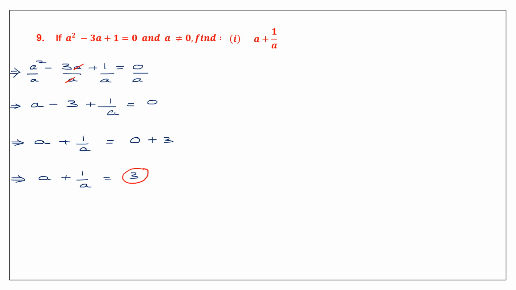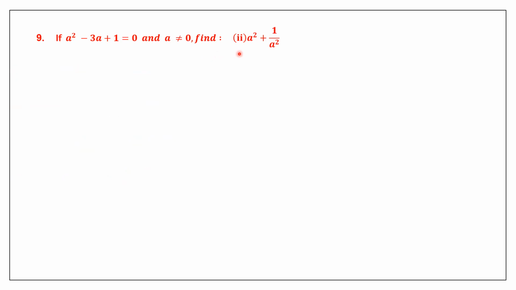So we've got this. Now the second part of question 9, we have to find a square plus 1 by a square. So let's take this down here and write it down. A square plus 1 by a square. We have to find this, isn't it?